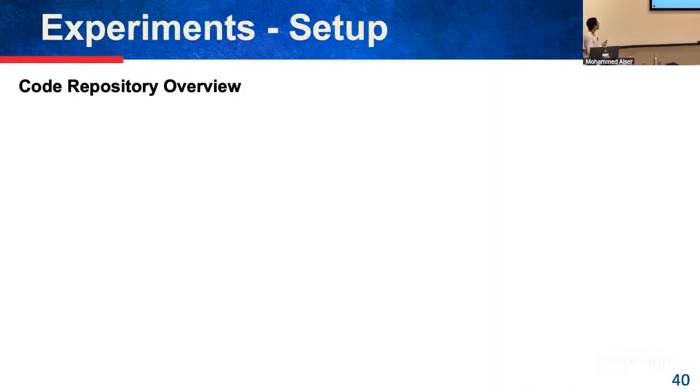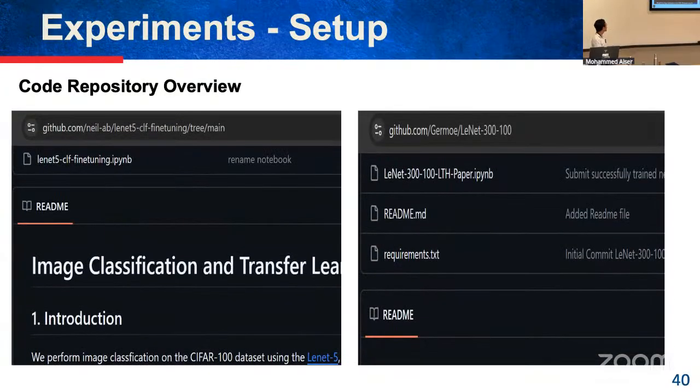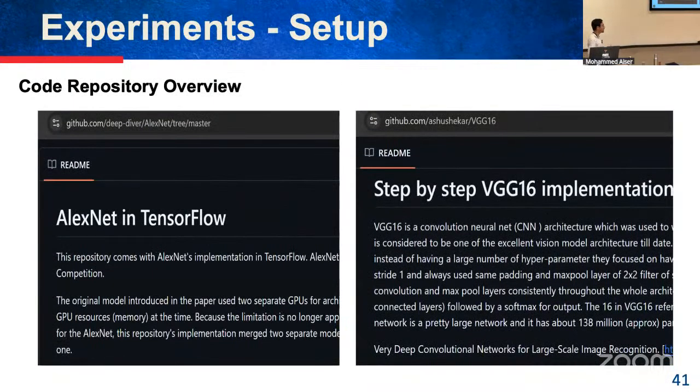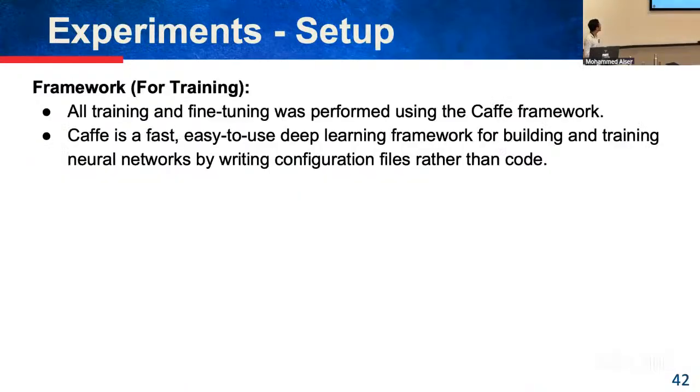So I just wanted to give an overview of the code bases of the models. Before we read the paper, we went and checked the models. We found all these models on GitHub. So this is for LeNet-300 and LeNet-5, along with the GitHub links. And we also checked the AlexNet and VGG implementations to better understand the models before we dived into this paper.